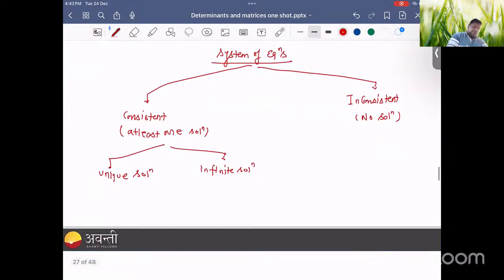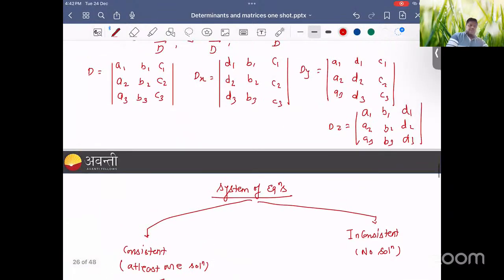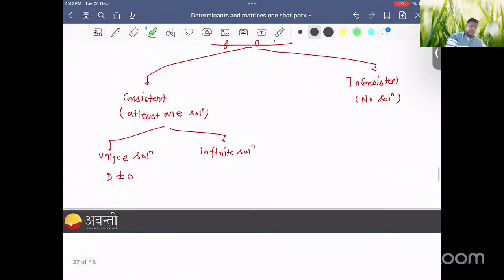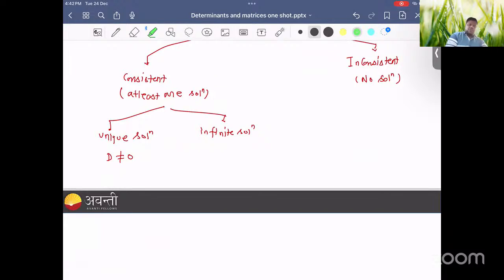So for unique solution, D should not be 0. D is what? That is the determinant made by the coefficients of x, y, z. This D should not be 0. Am I clear? Now for infinite solutions, D should be 0 as well as D1, D2 and D3 should be 0.